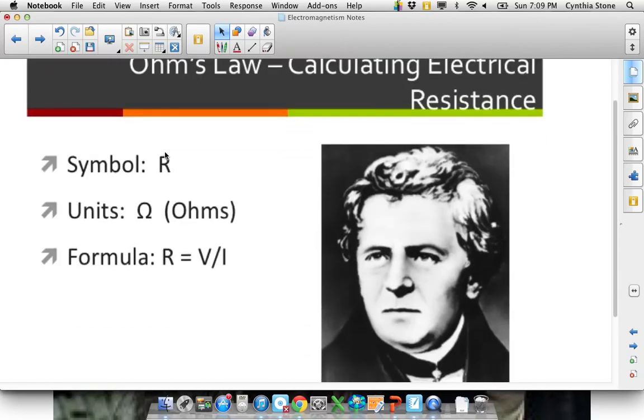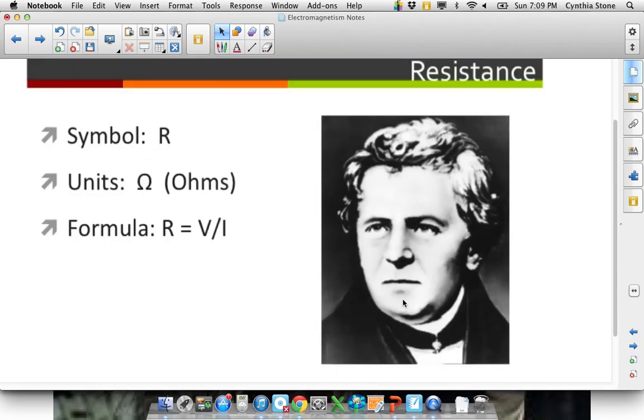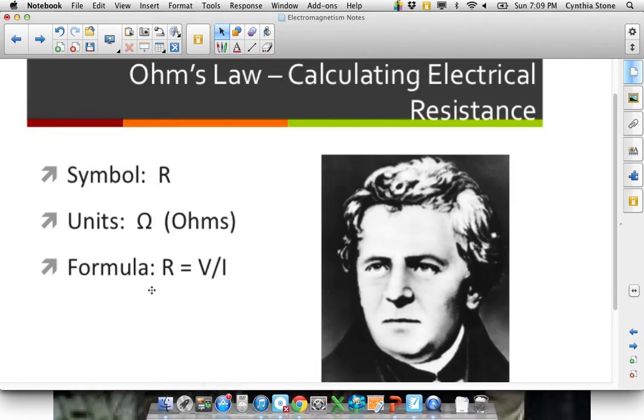To calculate electrical resistance, there are a few different ways I'm going to show you today, but the basic calculation based on circuit properties is volts divided by amps. V is volts, I is amps, so volts divided by amps. The symbol for electrical resistance is R, and the unit is ohms, after George Ohm, who came up with the relationship. He came up with this equation, so they named the unit for resistance after him.